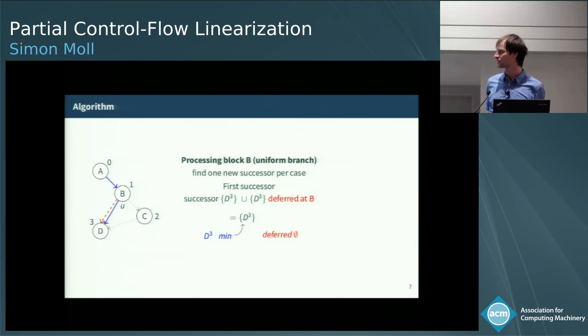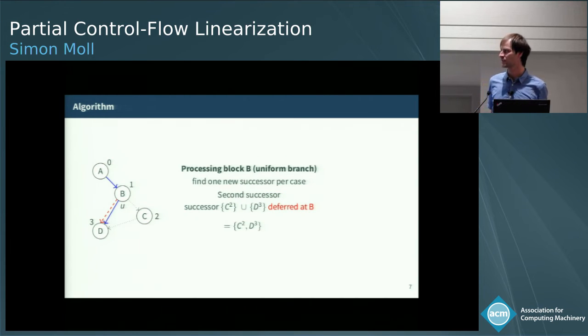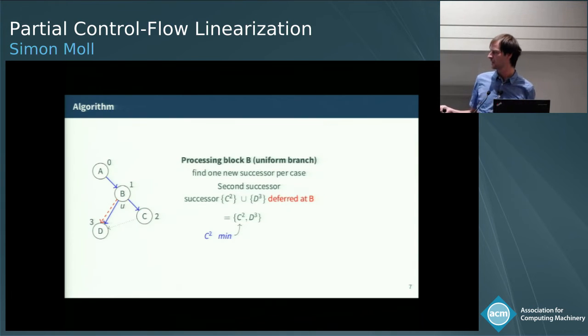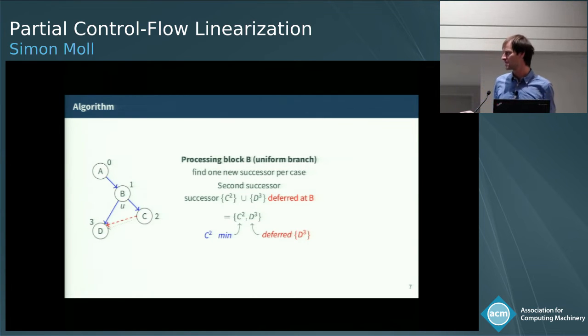no new deferral edges. If we now continue to the second successor for the false case of the B branch, we'll see that we join the successors, C, and whatever is deferred at B, namely D, and we compute the set. Now we extract the minimum, which is just C2, and D3 is deferred. So we're going to add the deferral edge from C to D. And we'll keep going through the graph until we have visited every block.